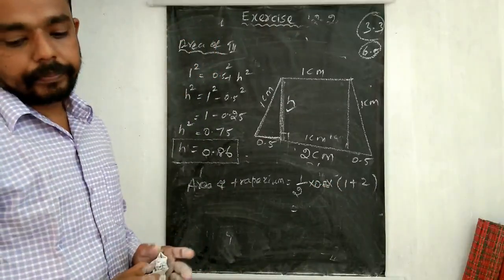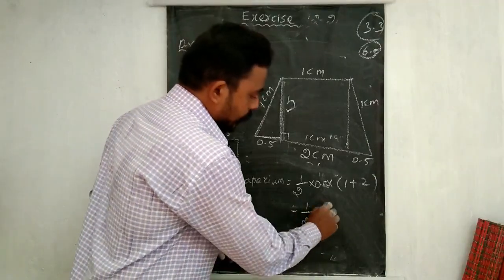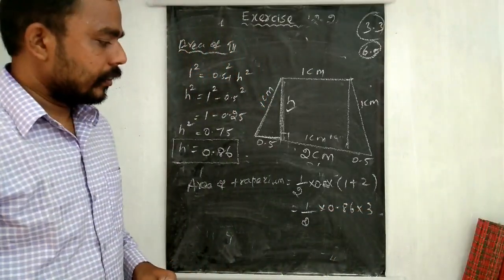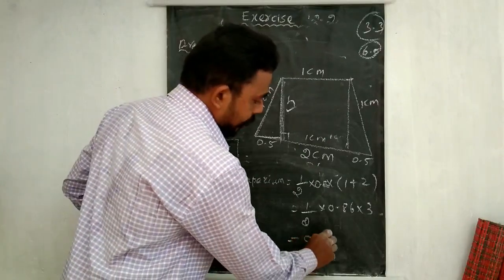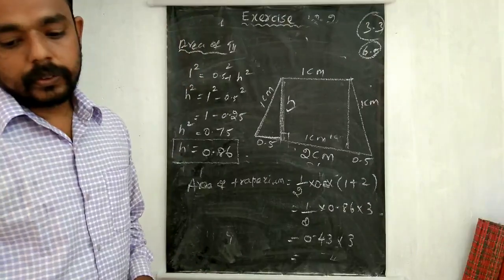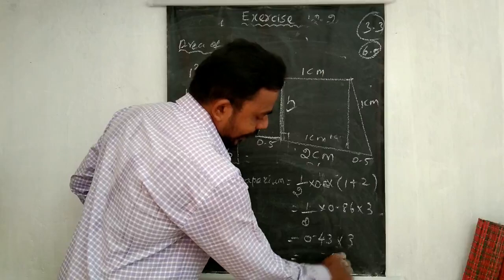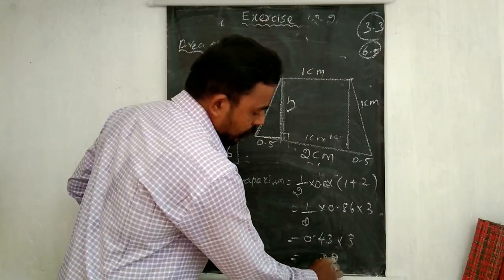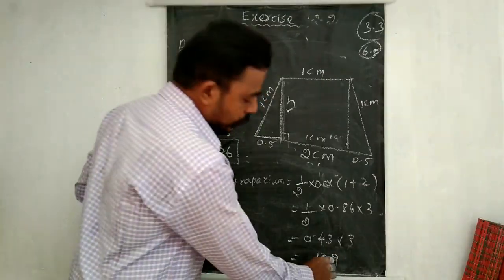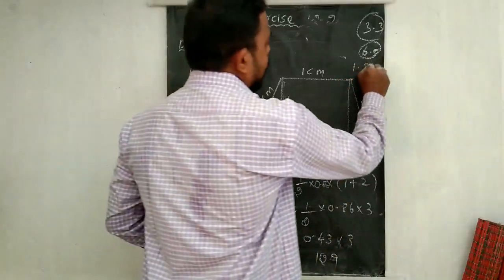So for that, think about 1 by 2 into 0.86 into 3. So here 0.43 into 3. Finally, 3 3s are 9, 3 4s are 12. So decimal to decimal, no. So I can write 1.29. So this area is 1.29.